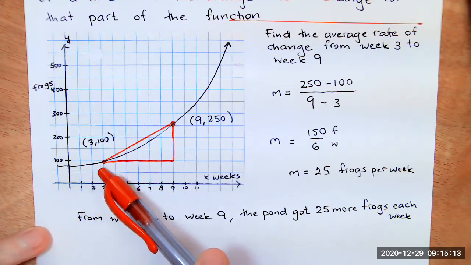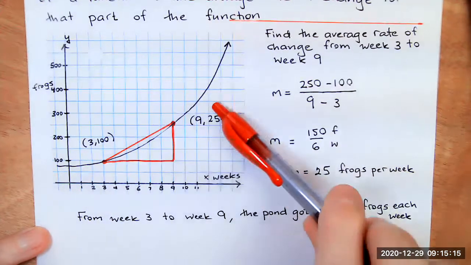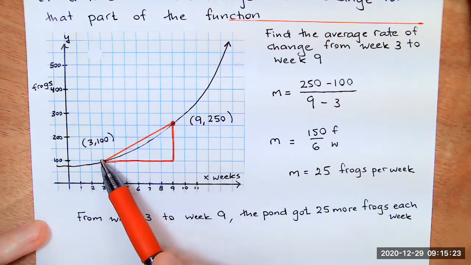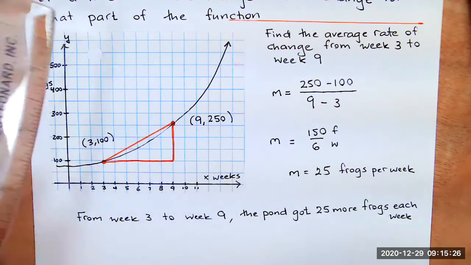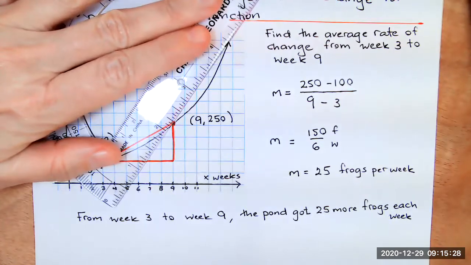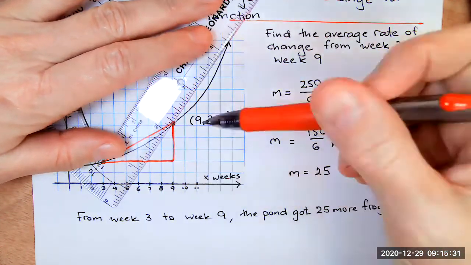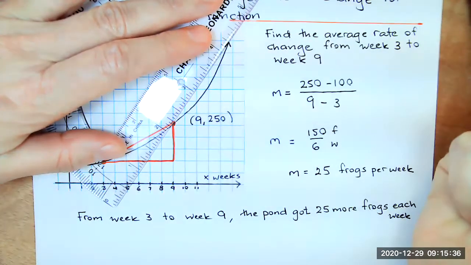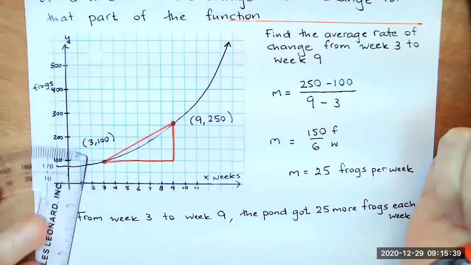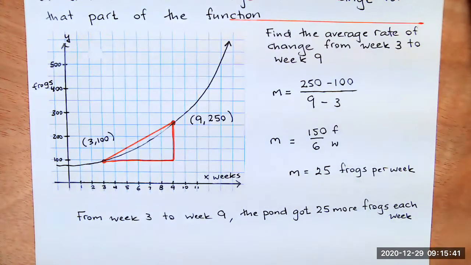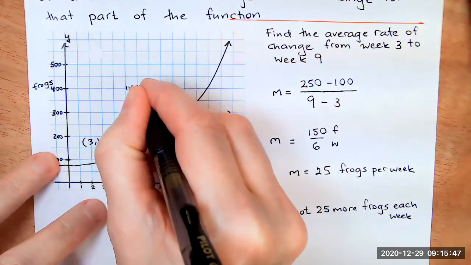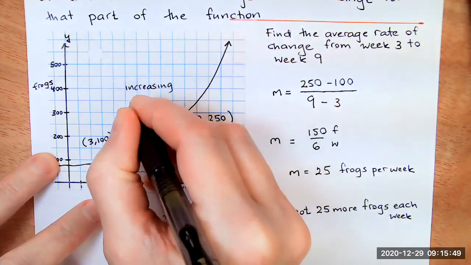And then just for fun, you could look at the whole graph and say, is the average rate of change increasing or decreasing? So from 3 to 9, this would be your average rate of change. But for the next section of the graph, is the average rate of change going to be faster or slower? If you said faster, you would be correct. So the number of frogs in the pond is increasing faster.